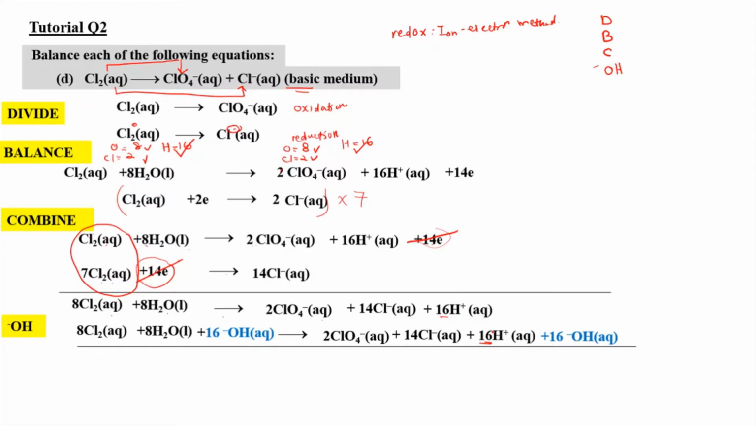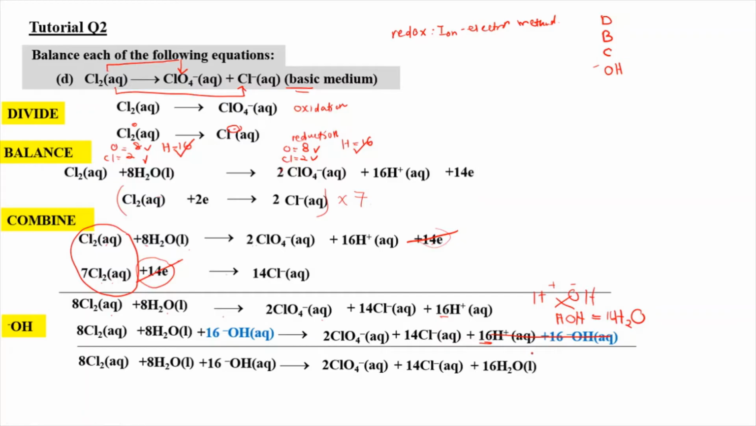So 16 H plus ions and hydroxide ions can combine together to form HOH, which is water, H2O. So we have 16 of these ions, and then we're going to have 16 H2O all together. So at the end, we're going to have 16 H2O liquid. And for the others, we just copy back again.